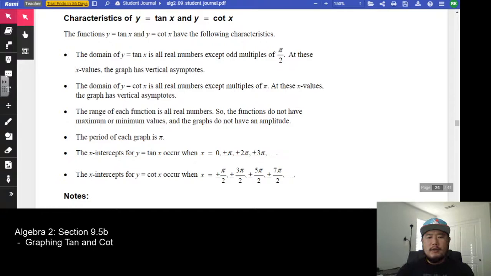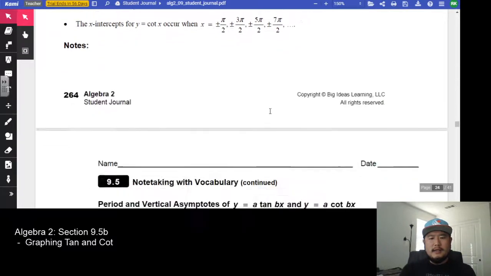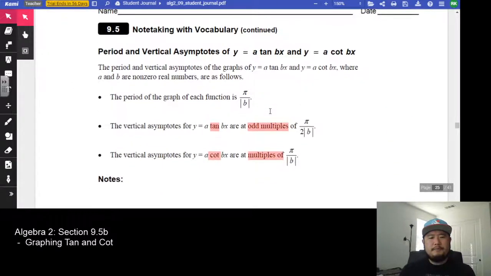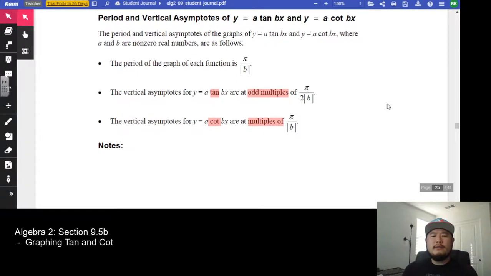All right, so let's go ahead and take a look, scroll down right here, and what happens when we have some vertical shifts or vertical stretch, horizontal stretch or shrink. Let's take a look at that first bullet point. It says the period of the graph of each function is pi over absolute value of b. So when it comes to finding tangent and cotangent periods, that's all you need to use.